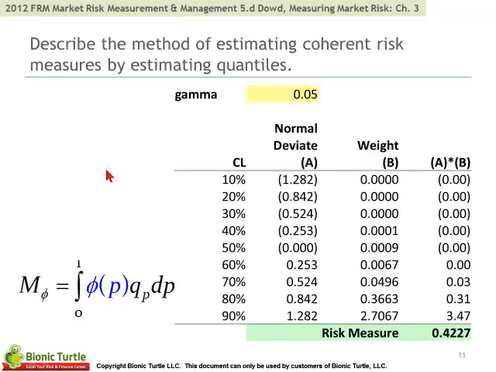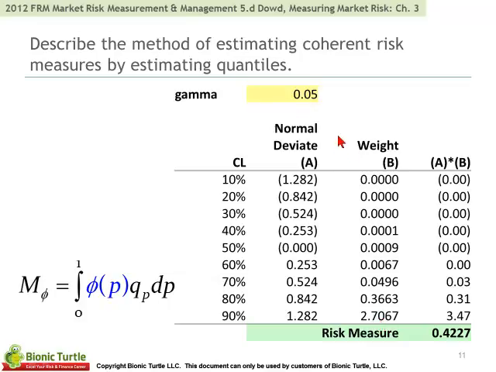Next, we're asked to describe the method of estimating coherent risk measures by estimating quantiles. And so here, the spectral measure, Dowd chose a method to estimate the coherent risk measure. The spectral measure is coherent by here assuming a gamma and then some sort of a weighting function. Now Dowd shows the math of the weighting function, but I'm not going to go into it here. It's in the spreadsheet upon which this is based. But suffice it to say that there exists some weighting function, and you can see here greater weights are applied to higher confidence levels.